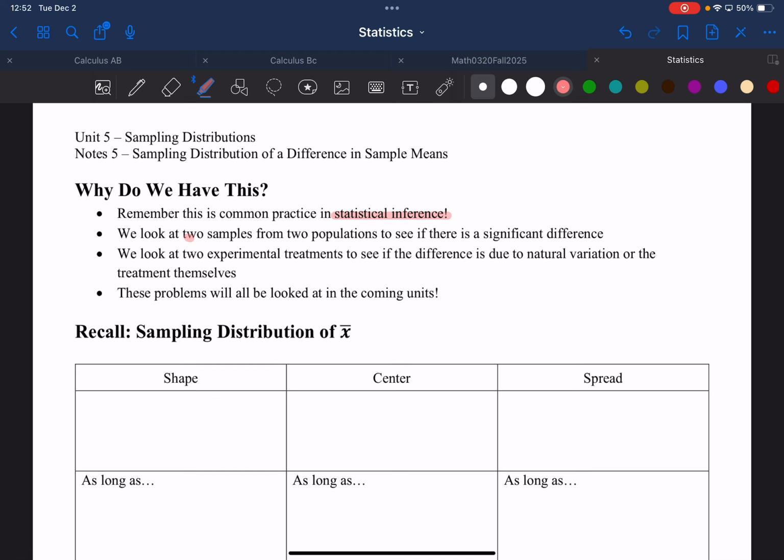Remember, we look at 2 samples from 2 populations and see if there's a significant difference. This is true for sample means and sample proportions. Or if we're not looking at samples and we're looking at experiments, this would be us looking at 2 experimental treatments to see if there's a difference due to natural variation or the treatments. And we'll continue to do more of these problems in upcoming units.